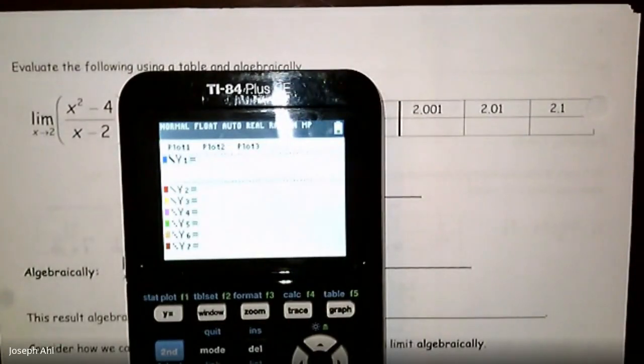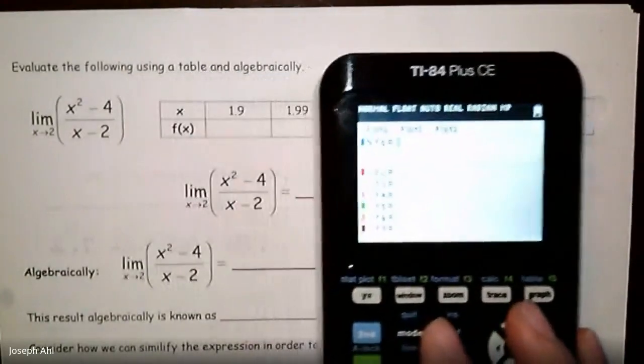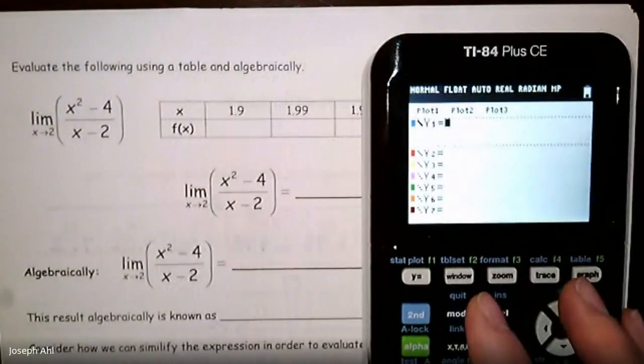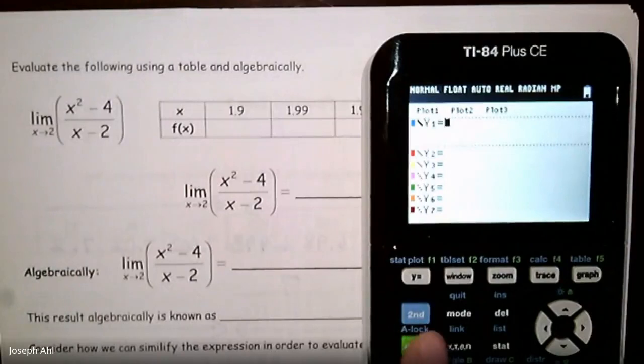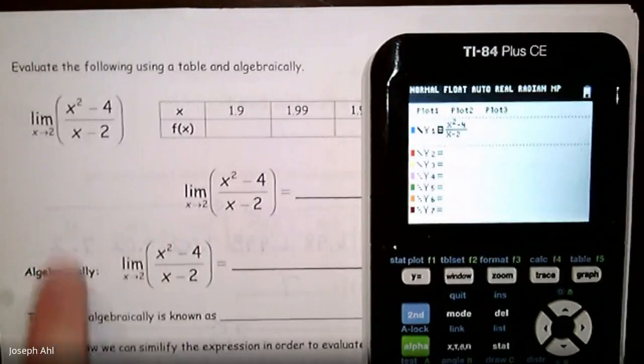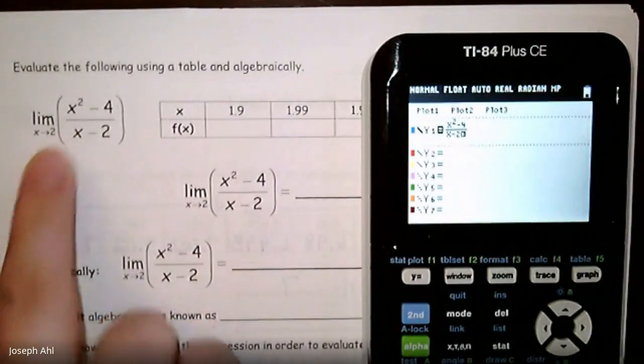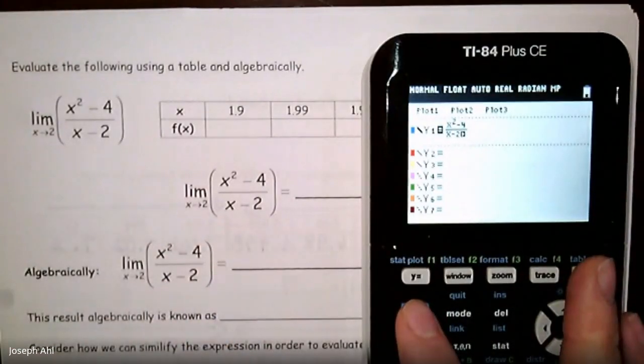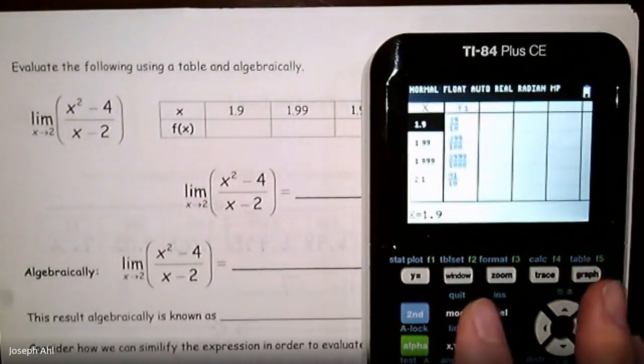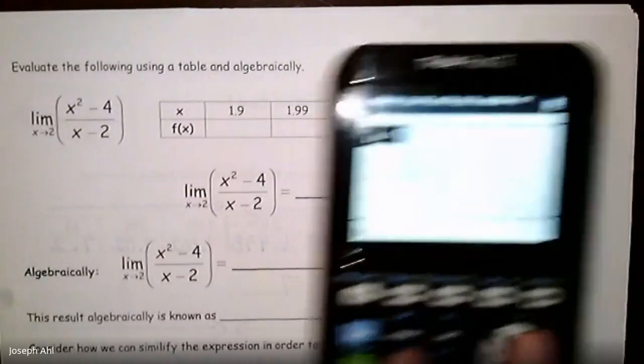So if I go to type that in, you have to do one of two things. You either have to make sure that you put parentheses around the top and bottom, or you can do a fancy fraction, right? Alpha y equals gives you numerator over denominator. I like that just so that I don't forget parentheses anymore. But x squared minus 4 on top, x minus 2 on the bottom. We're looking for the limit as x approaches 2.